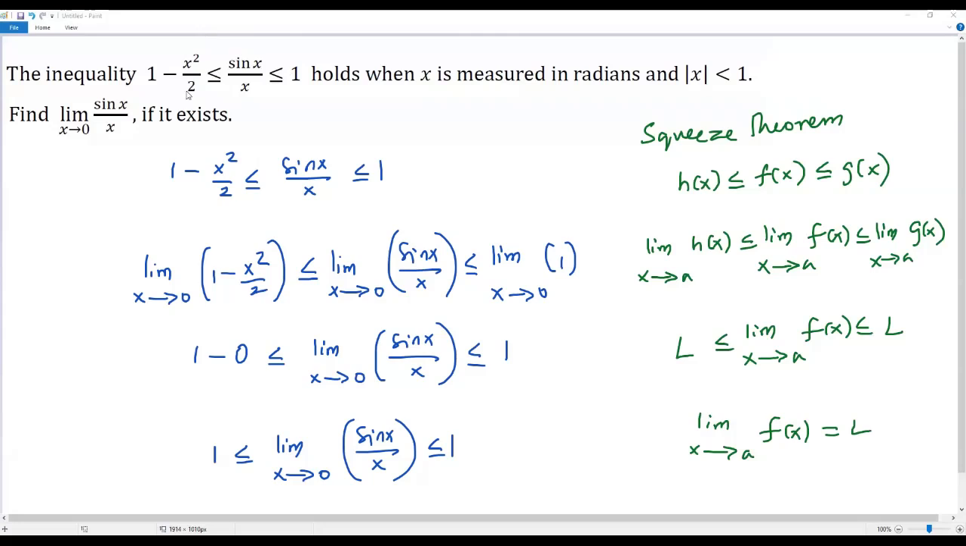The same thing we can apply over here. The limit of the function in the middle of the compound inequality is equal to 1, because we have the limit of the function sin x / x between the two same values 1 and 1. So we have limit as x tends to 0 of sin x / x equals 1, according to the squeeze theorem.